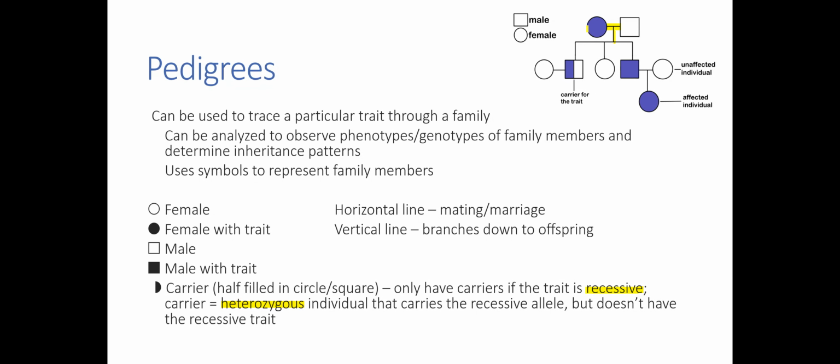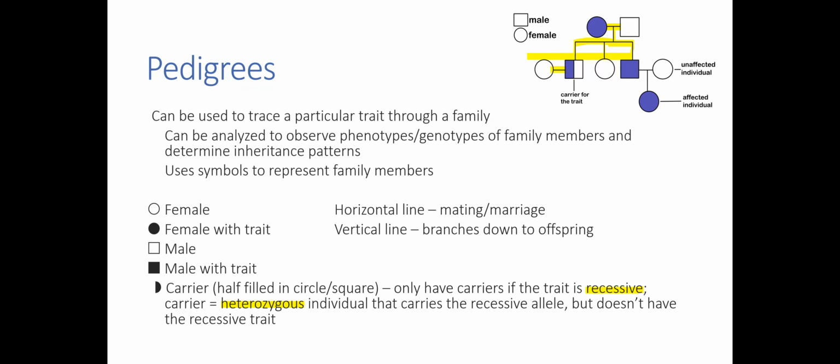So you can see that this is a female with the trait. This is a male without the trait. So they produced 1, 2, 3 children, okay? They have a son that's a carrier, which means he's heterozygous, so this trait must be recessive. They have a daughter that does not have the trait, and then they have another son that does have the trait being traced.